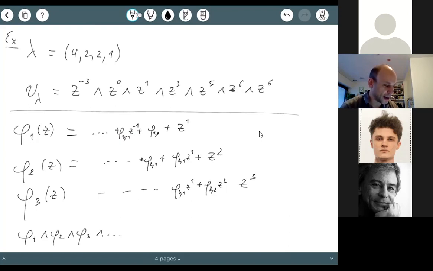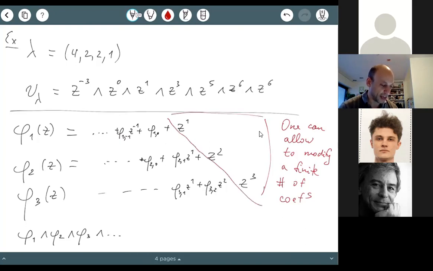So actually, maybe I will write a remark here. One can allow to modify a finite number of coefficients in this. So you see there is this half plane where all the coefficients are fixed. Here you have coefficients equal to one, and here you have coefficients equal to zero. If you really want to, you're allowed to modify a finite number of these coefficients, this will still be okay, but not an infinite number.